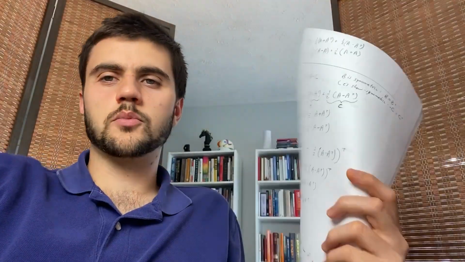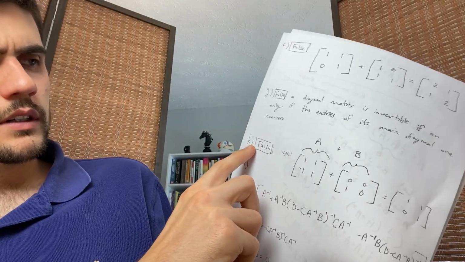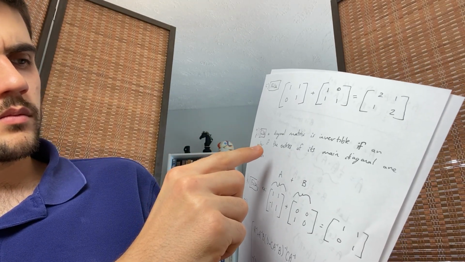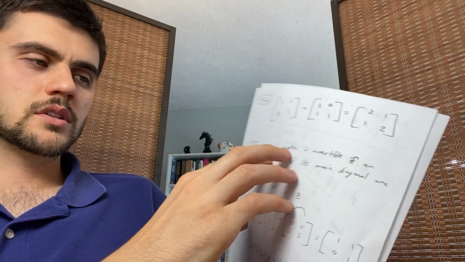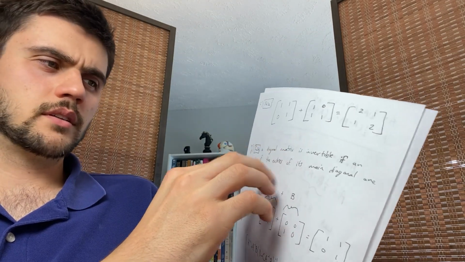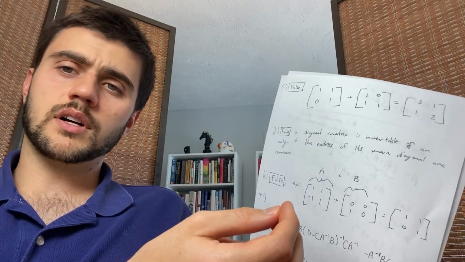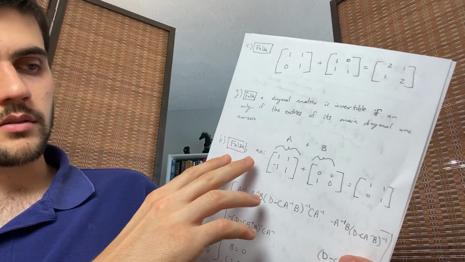All right, guys, there you have it. 1.7 problems are done. Two more true-false questions that I finished were, here we go, G. This was asking if a diagonal matrix is invertible if and only if the entries on the main diagonal are positive. That's false. It's invertible if and only if the entries of the main diagonal are non-zero, so they can be negative as long as they're not 0.